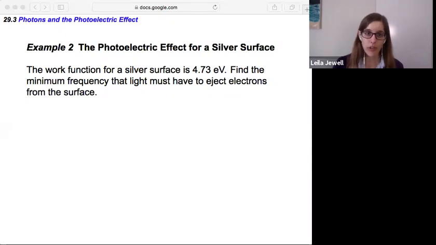Right, so here's another example of the photoelectric effect, for a silver surface. The work function for a silver surface is 4.73 electron volts. Remember, electron volts is another unit of energy, similar to joules. Find the minimum frequency that light must have to eject electrons from the surface.